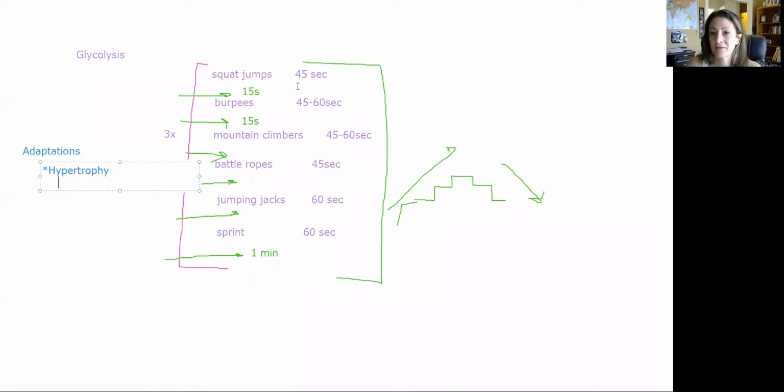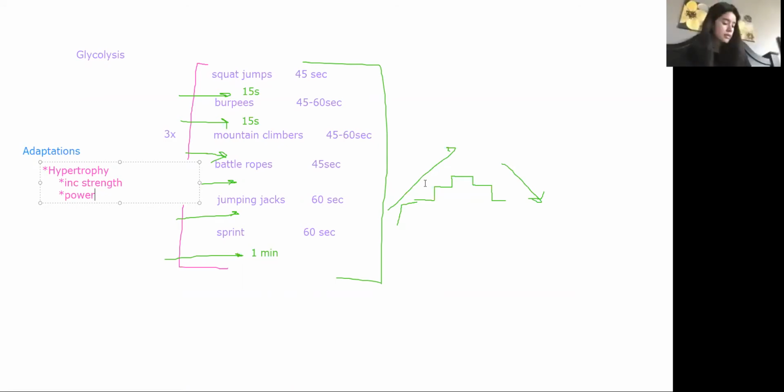Okay, secondary to that, just like in the ATP-PCr system, you will get increased strength and increased power. So will this improve your performance on the Wingate test? Yes. It will. Increase in strength and power will increase your peak power, which will increase your mean power.